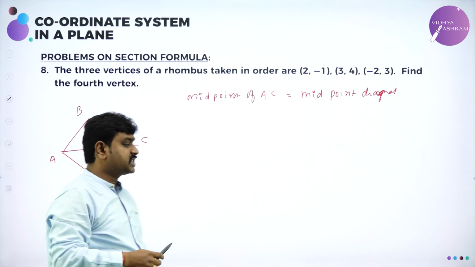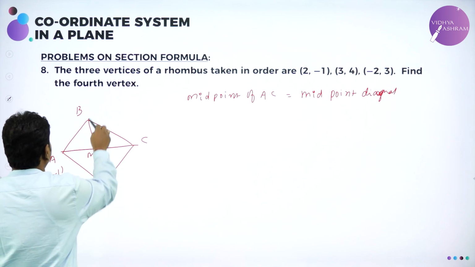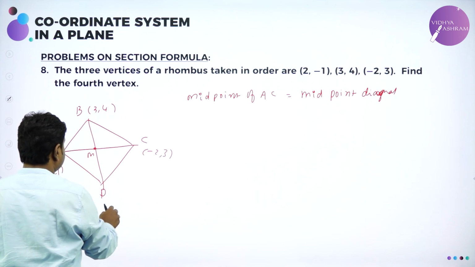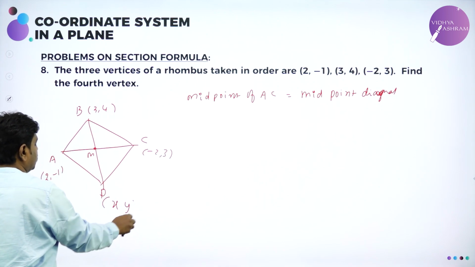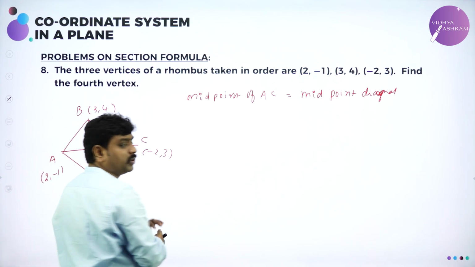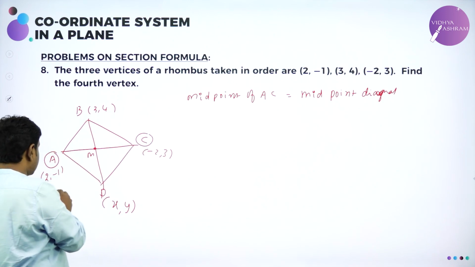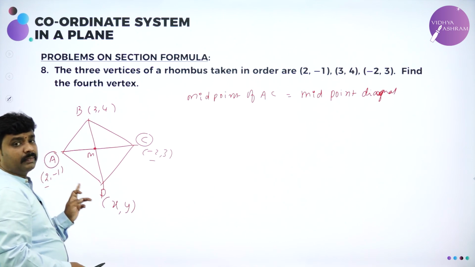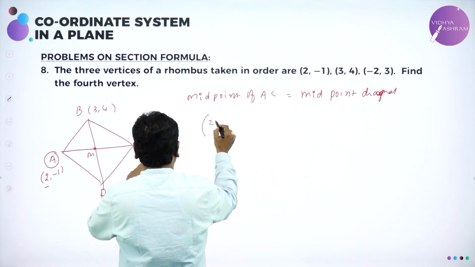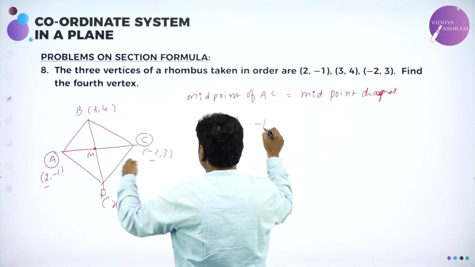So what is A? Vertex A is given as 2 comma minus 1. Vertex B is 3 comma 4. Vertex C is minus 2 comma 3. What is vertex D? We don't know, we call it x comma y. Now the midpoint of AC. Between A and C, what is the midpoint formula? All of you know it: x1 plus x2 by 2, y1 plus y2 by 2. Now I am applying the midpoint formula for A and C. So x1 is this and x2 is this: 2 plus minus 2, 2 minus 2 is 0, 0 by 2. And y1 plus y2 by 2: what is y1? Minus 1 plus 3 by 2.